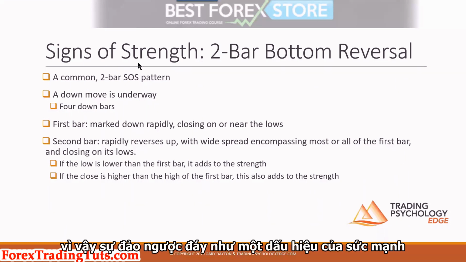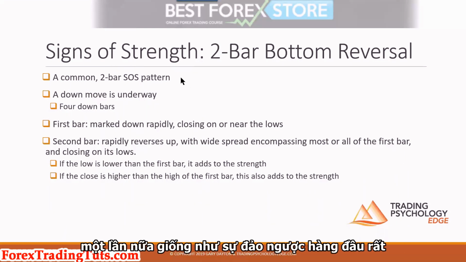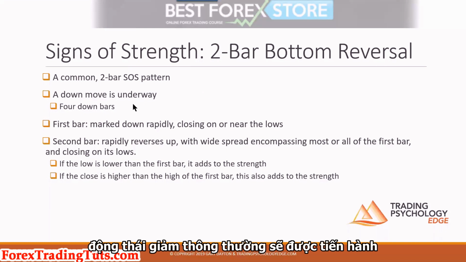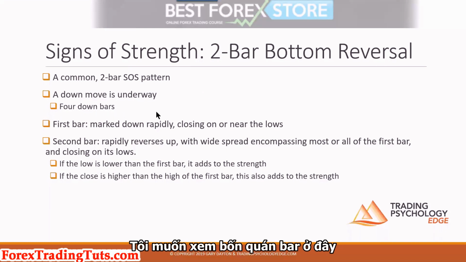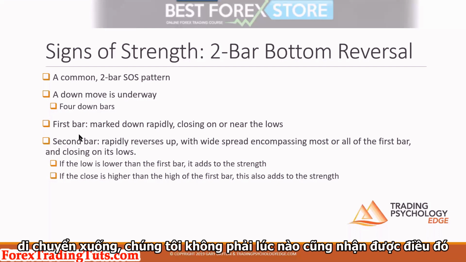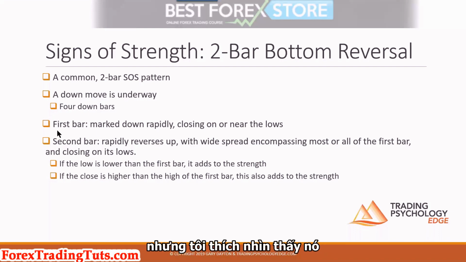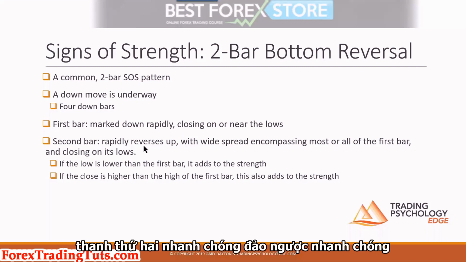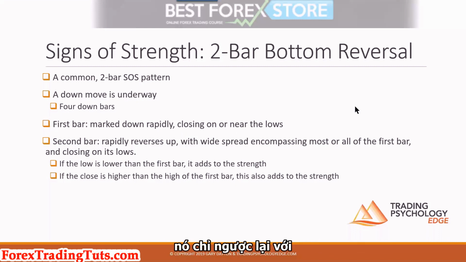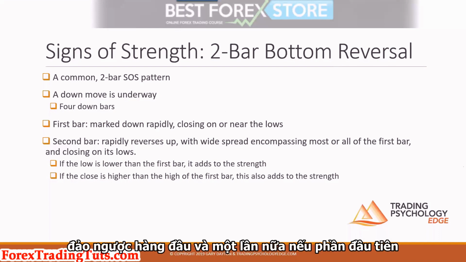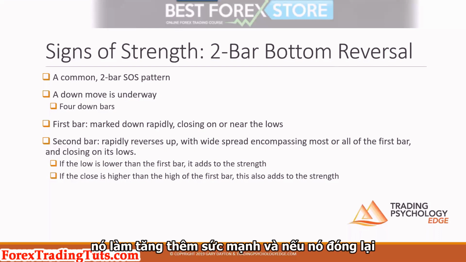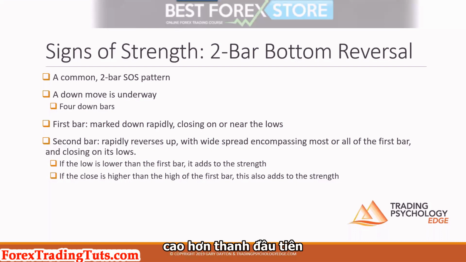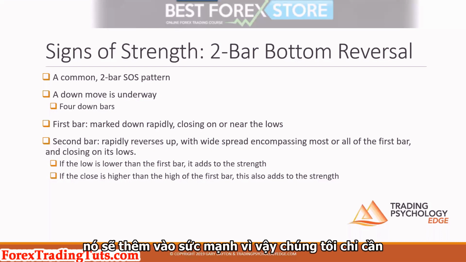So bottom reversal as a sign of strength. Again, just like the top reversal, very common. Down move will be underway. I like to see 4 bars here of down move. We don't always get that, but I do like to see it. Again, first bar is marked down rapidly. Second bar rapidly reverses up. It's just the opposite of the top reversal. And again, if the low is lower than the first bar, it adds to the strength. And if it closes higher than the first bar, it will add to the strength.